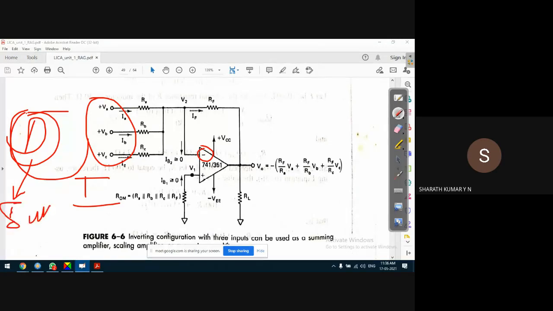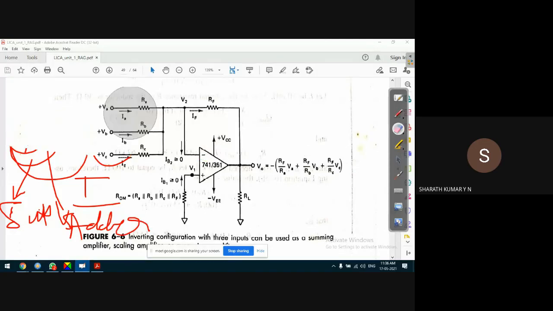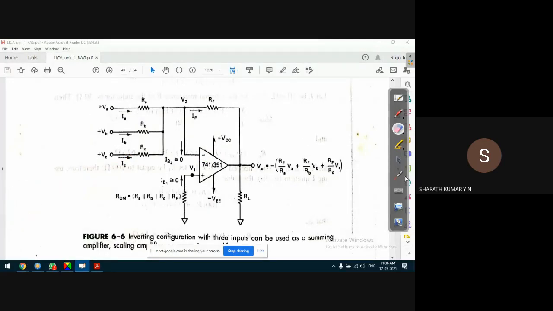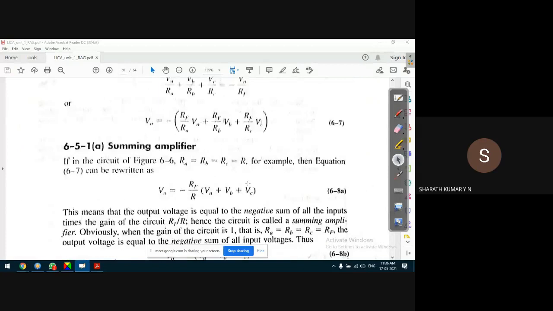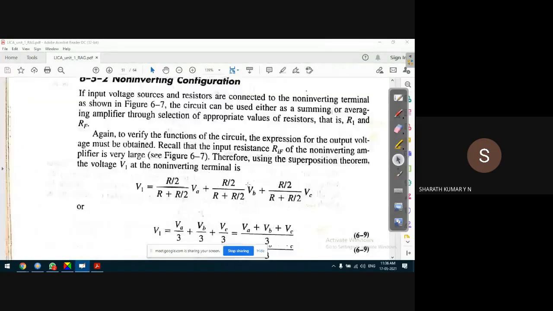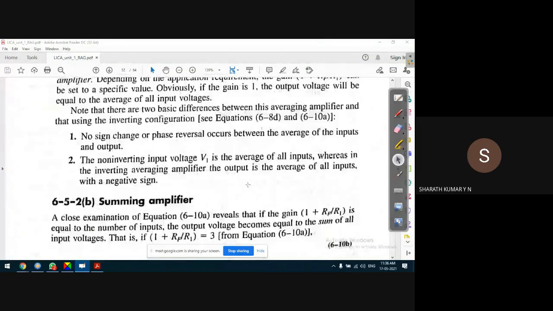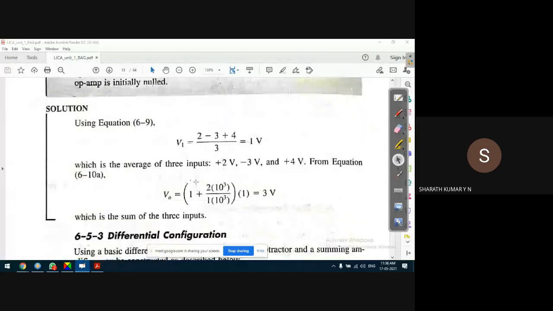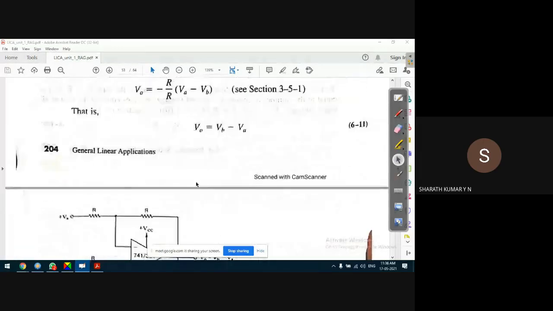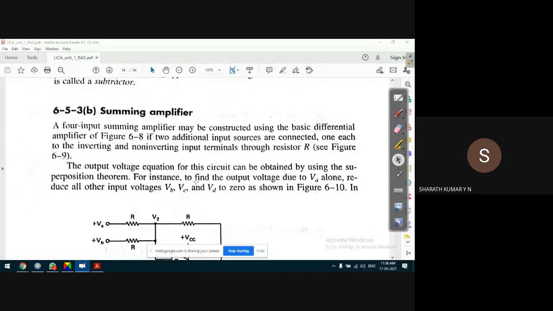subtractor, and it is used as a summing amplifier. That is adder, basically. We can call it an adder. That's all. That's how we are making use of a differential amplifier as a subtractor as well as an adder circuit, which is generally called a summing amplifier. We don't call it an adder because adder means only addition. Here we can also amplify. That's why it's called a summing amplifier.